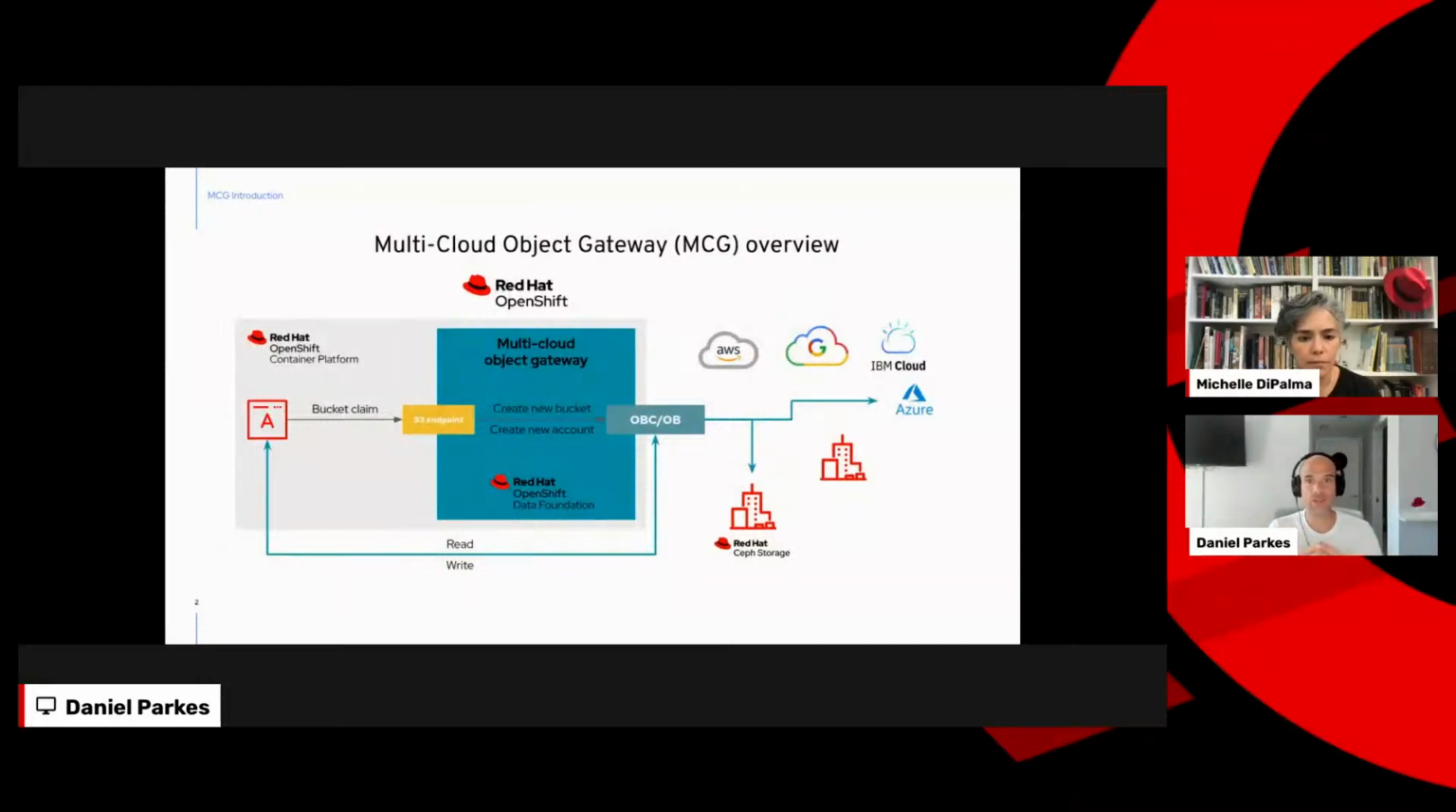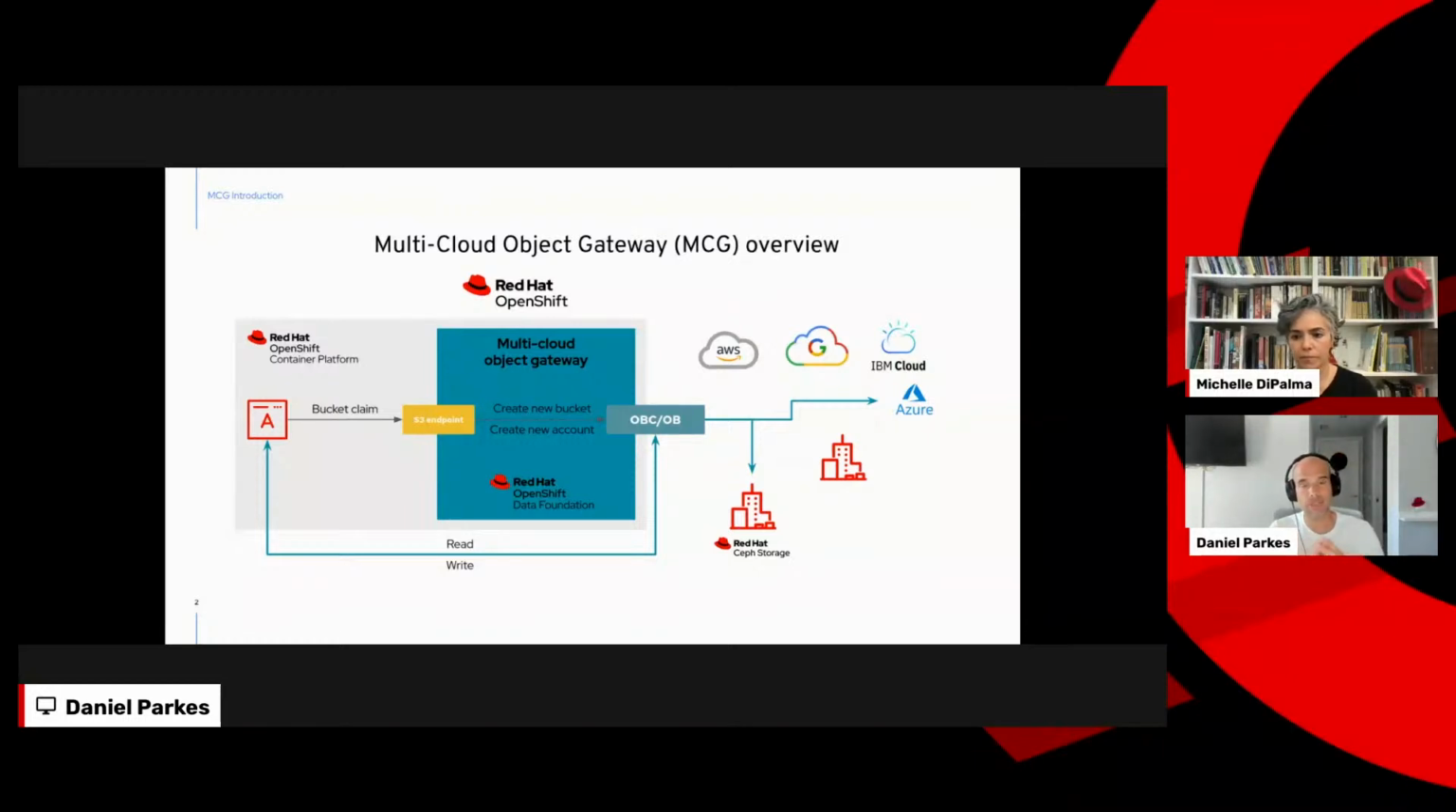And going a little bit into how an application or developer interacts with the multi-cloud gateway, it works the same as it would with persistent volumes and persistent volume claims, for people that have already worked with stateful applications in Kubernetes or OpenShift. With multi-cloud object gateway, we have what we call object bucket claims.